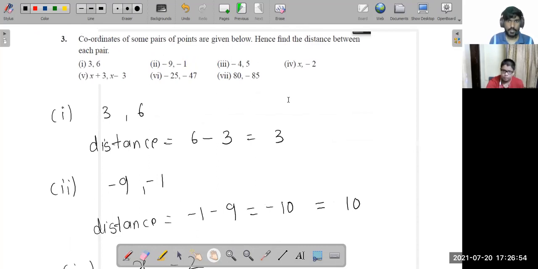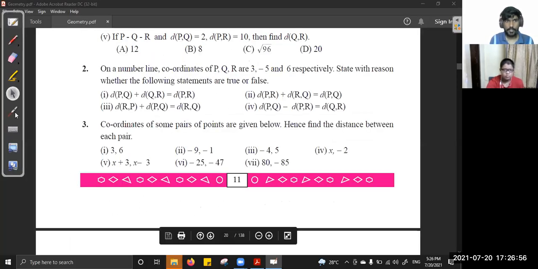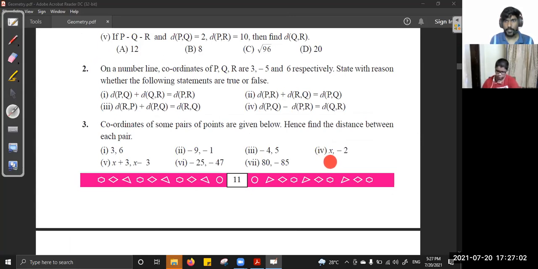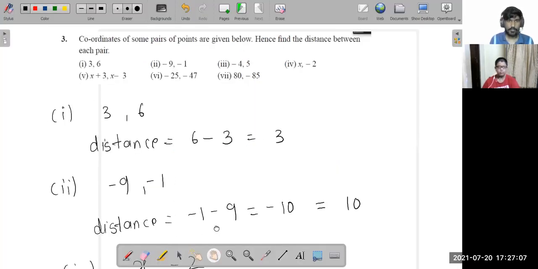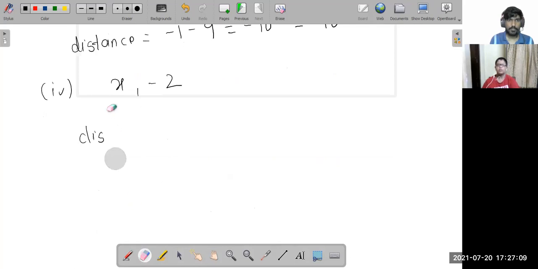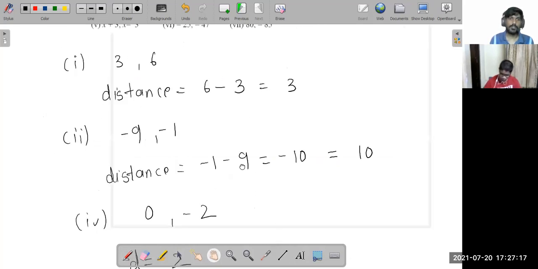In my textbook, it's written x. What is it in your textbook? It's 0, comma minus 2. Okay, then you take it as 0. So you can do that then. What is the answer? 2. Next. What is next?